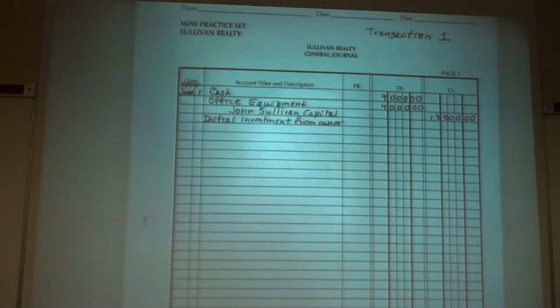VID00002. If you'll look up in the upper left-hand corner, how many hours does it say it's going to take us to do this one? It says it's going to take 5 hours.